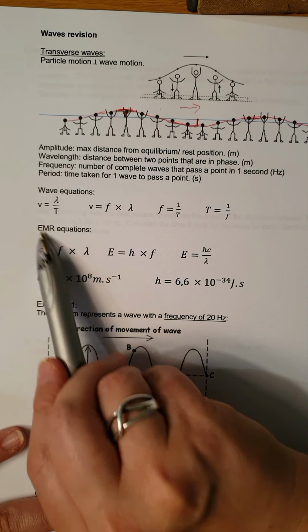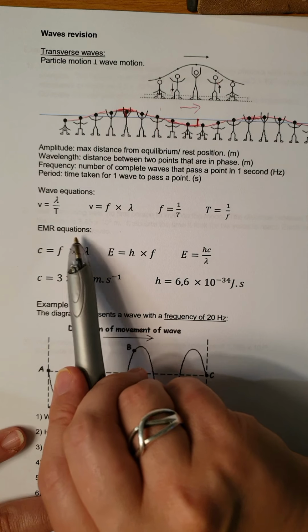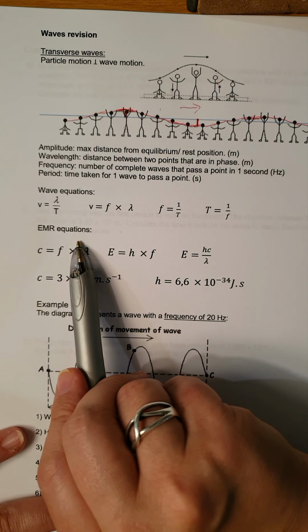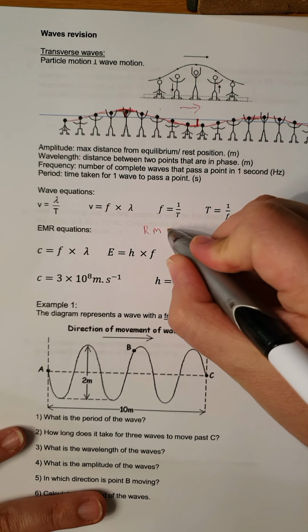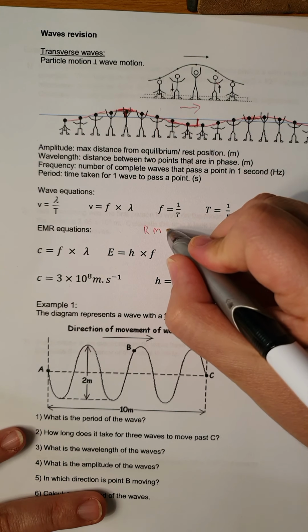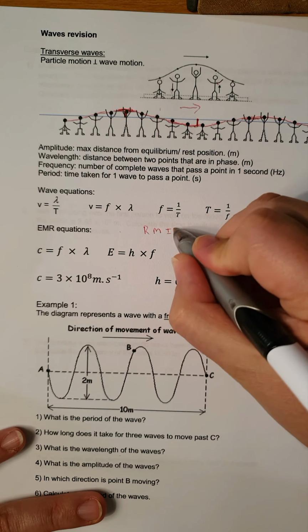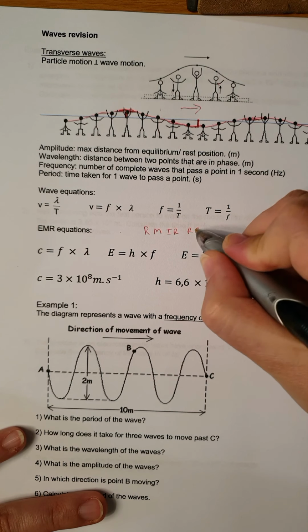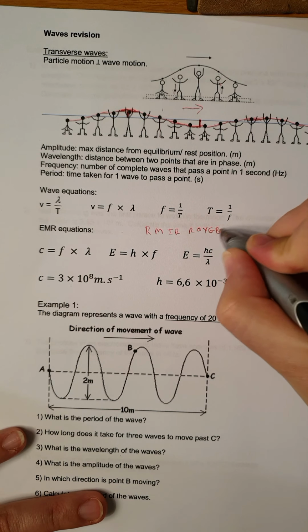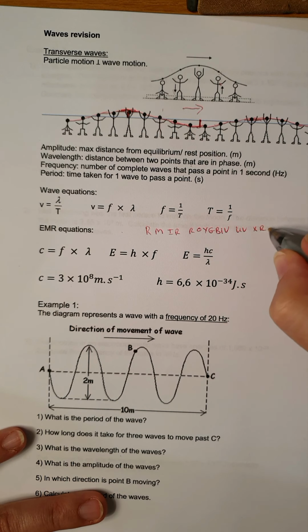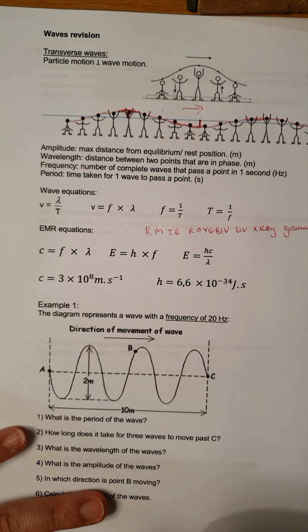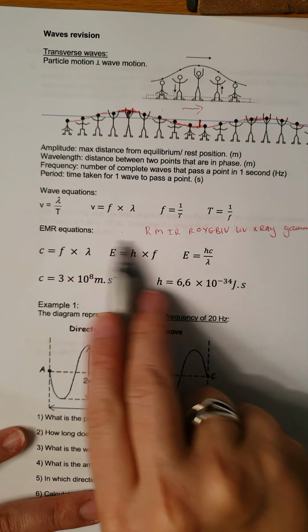This is the EMR equation, so this is electromagnetic radiation specifically. So remember, this is your radio waves, your microwaves, infrared, then your red, Roy G. Biv, rainbow, then your ultraviolet, your X-ray, and your gamma. So it's all of those waves, and these are the ones you can use.